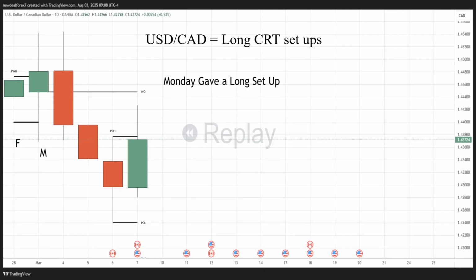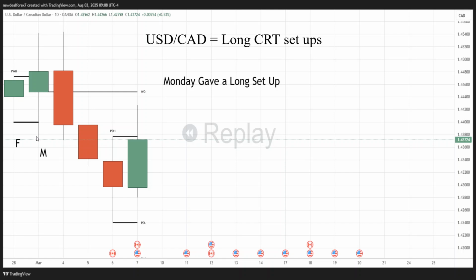So this is dollar CAD, and remember we had a strong long bias on it. Each currency typically will give you about 1 to 2 setups a week. As we can see here, this was Friday's price action. This is Monday. Monday gave us the price action that we're looking for. Price goes below the prior day low. It opened right here, at the bottom of that green candle.